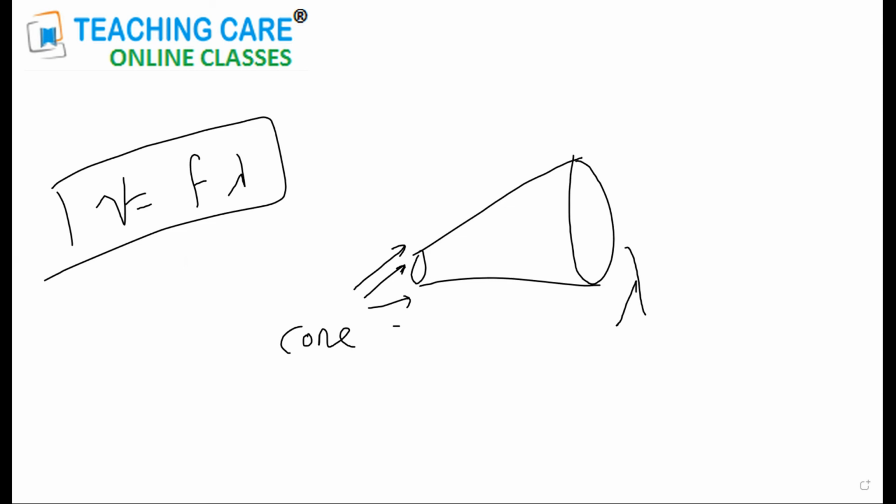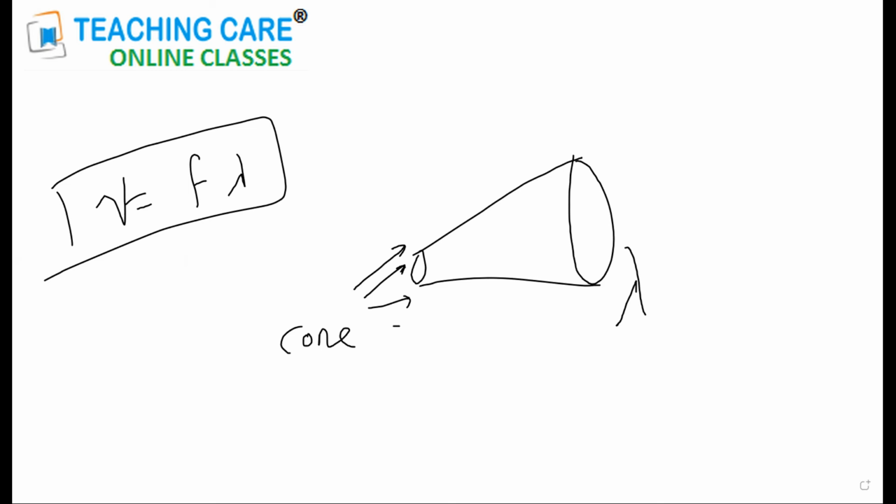Okay, basically from the smaller end of the cone, you're putting in a vibration. It could be your voice or a string or whatever. As long as it's a vibration, it will create sound. And throughout the cone, it will amplify the amplitude, making the sound louder.